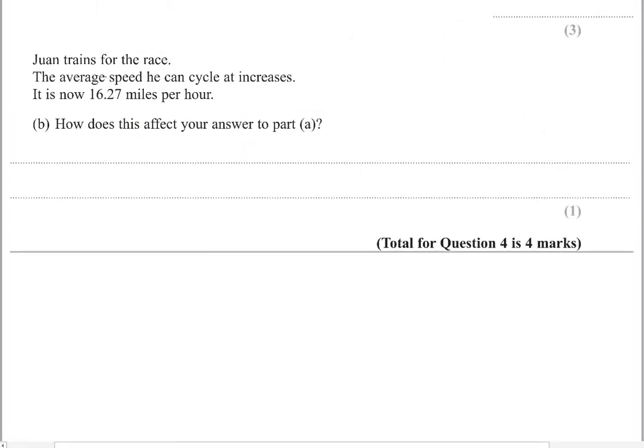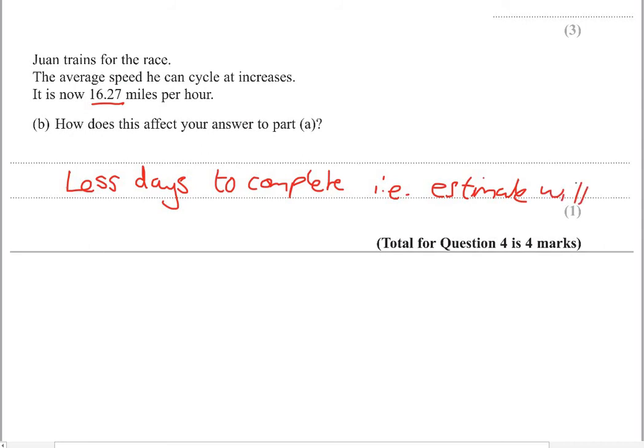Joanne trains for the race. The average speed increases. It is now 16.27 miles an hour. Well, his average speed has gone up, which means he's going to do more miles in the day, which means it's going to take him fewer days. So, fewer days to complete the race, i.e. the estimate will go down. Okay, and that's that question.